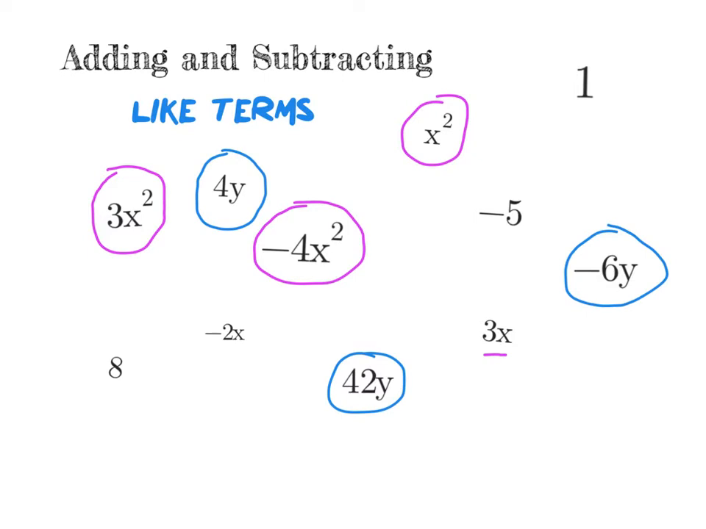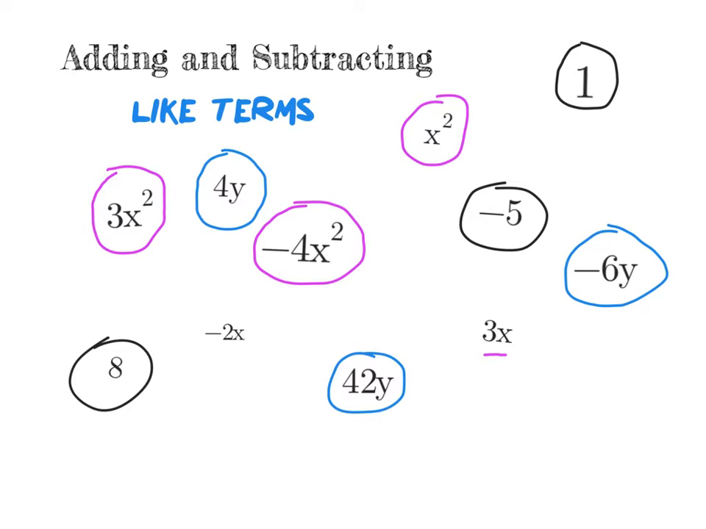Okay, the next like terms we're going to look at are our normal numbers 1, negative 5 and 8. So these don't have any letter or power, and they can only go with each other. We can't mix them up with the other terms.